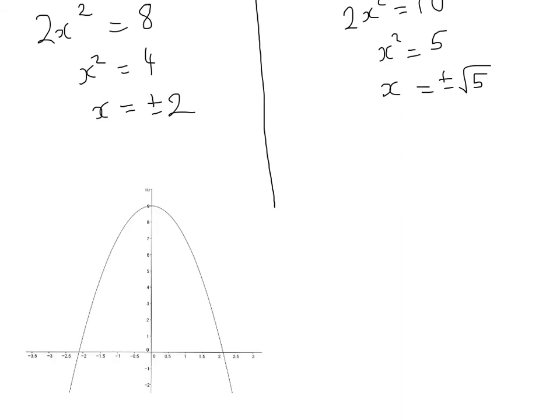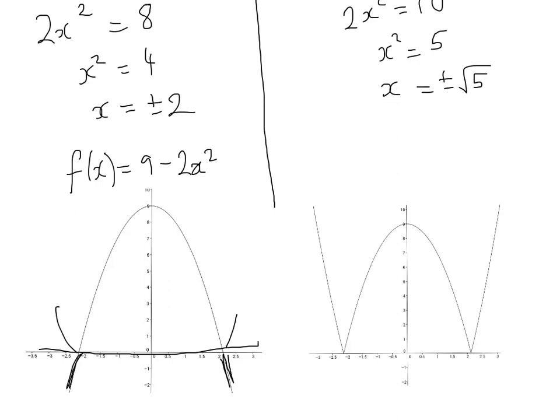Okay, here we have the graph of f of x equals 9 minus 2x squared. So I want to make this into a modulus graph. I'm going to look at everything where y is below 0 and reflect it in the x-axis, so it's going to come upwards like this, giving me this graph here where f of x is the modulus of 9 minus 2x squared.